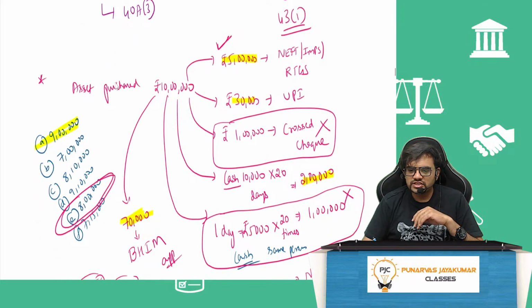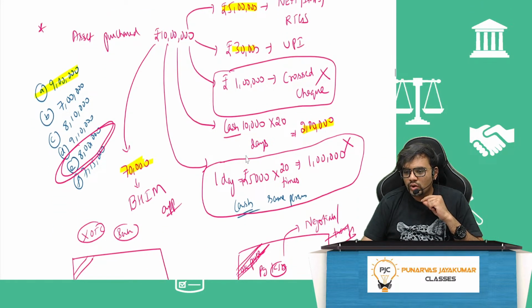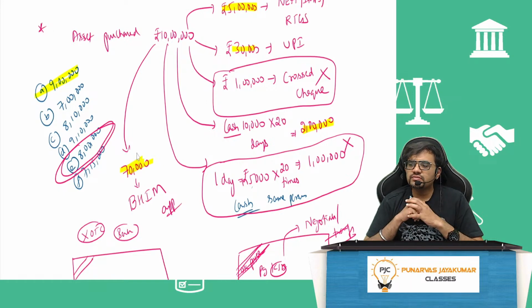So if the asset is purchased for 10 lakh rupees, for example, 5 lakh I paid through NEFT, IMPS, RTGS, 30,000 I paid through UPI, 1 lakh I paid through cross check. 10,000 rupees I paid every day for 20 days. Then one day I paid 5,000 rupees 20 times. And 70,000 rupees I paid via the Bheem app. So what all will be taken into consideration?